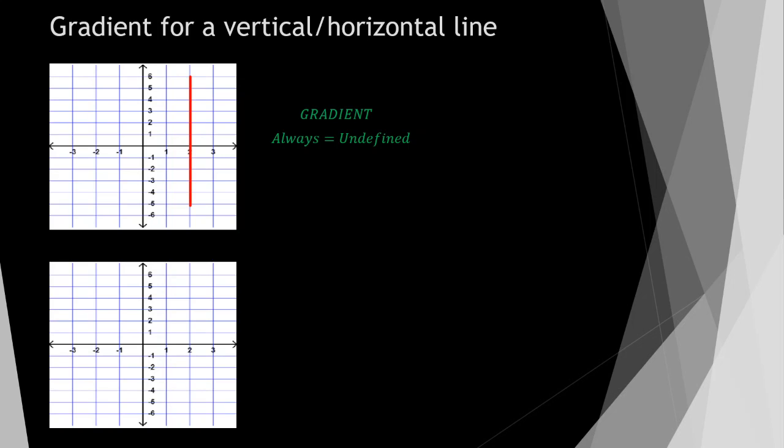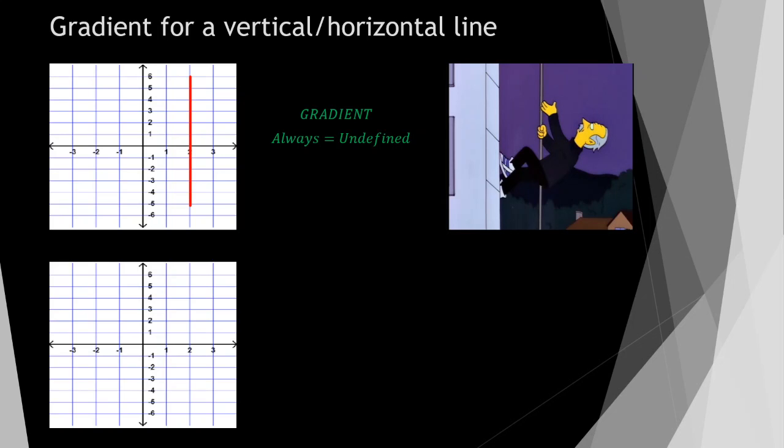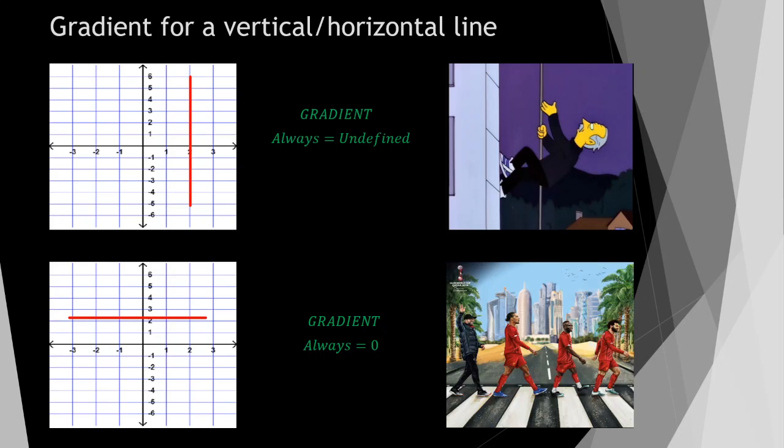And the way I like to think about this is, try walking up a building. You can't physically do this. And that's what makes me remember that this is always undefined. And this is a picture that might help you remember that. When it comes to horizontal lines, okay, think about just walking on a flat surface. So your gradient is really easy. You have no difficulty whatsoever. It's just like walking on flat ground, which means the gradient is always going to be 0. And I always think about people just walking on a flat, easy walk with no difficulty whatsoever.